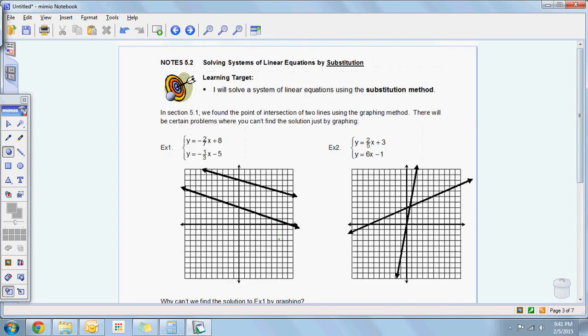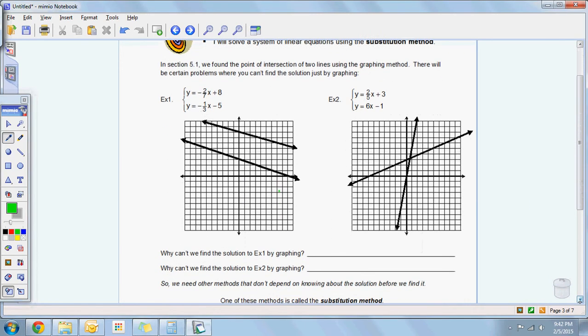Alright, in this quest we're going to talk about solving systems of linear equations by using a method called the substitution method. In your previous quest, you were solving systems by graphing. So what you were doing was trying to find that point of intersection, and that was your solution to your system. Today, the reason you have to know this substitution method is because sometimes you cannot find the solution just by graphing. So these two examples show you why the graphing method doesn't always work.